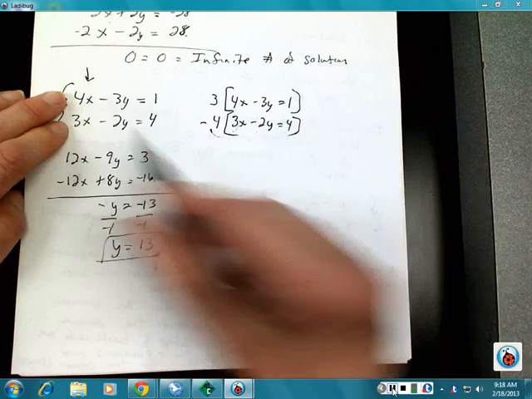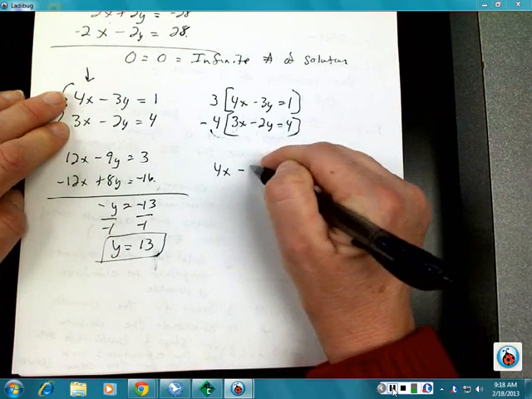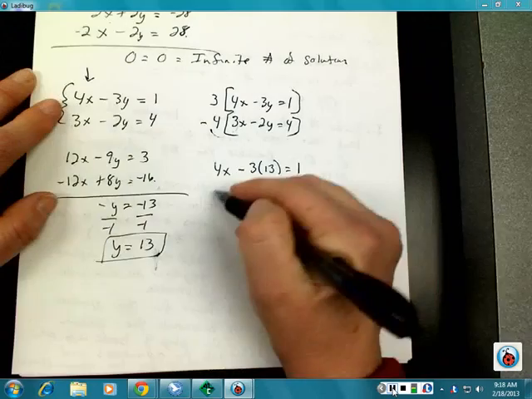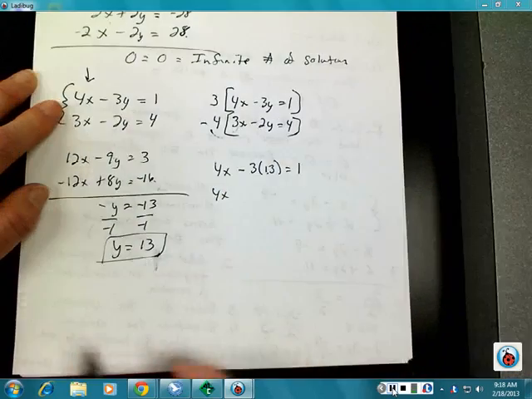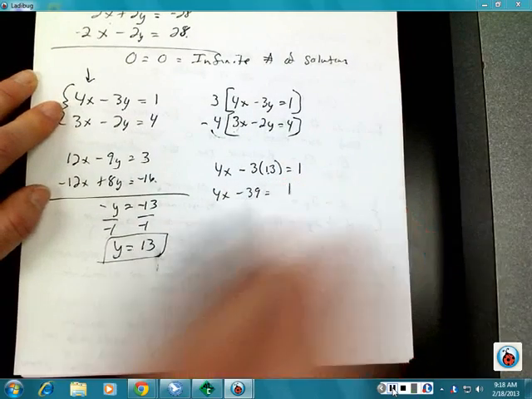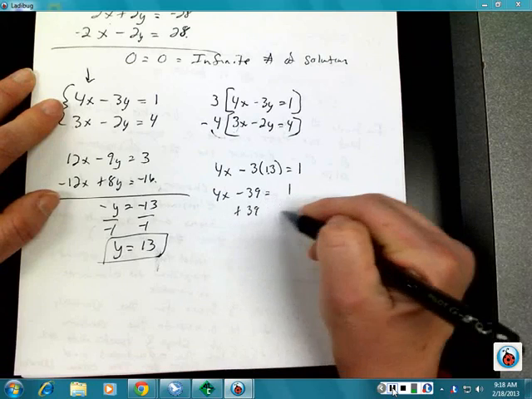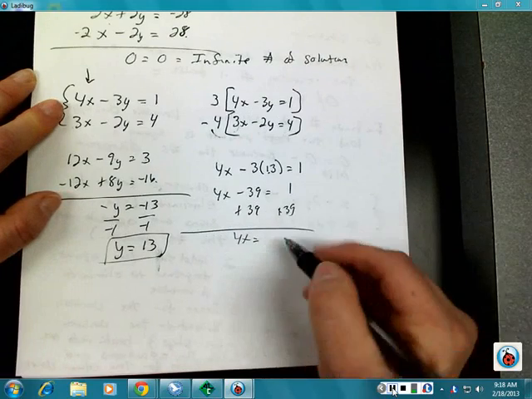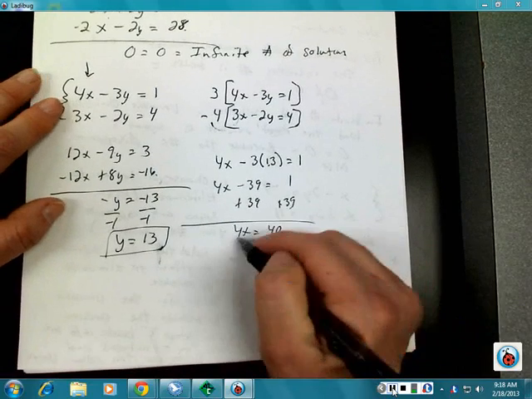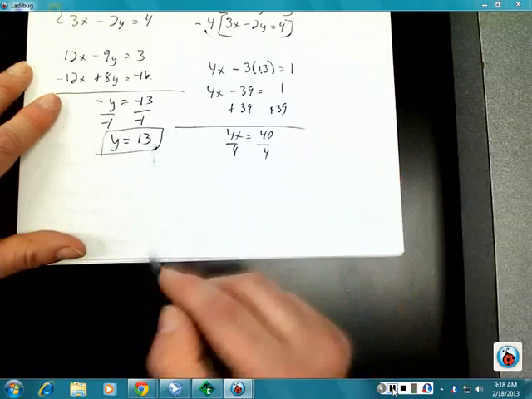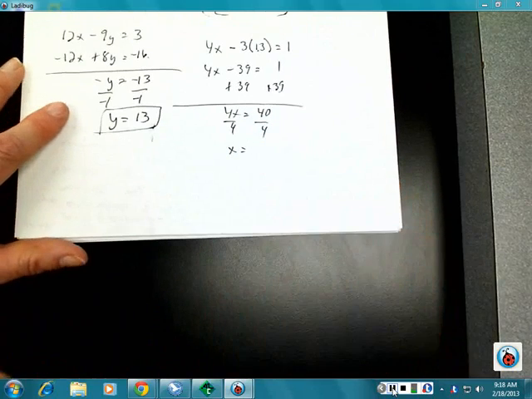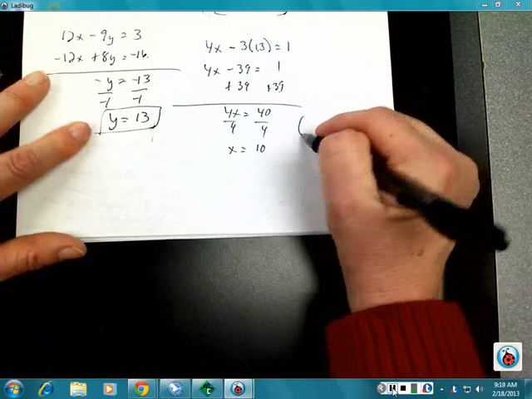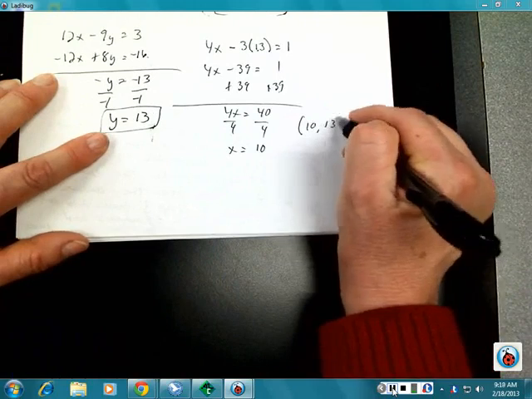So we're just going to take the first one. So 4 times x. And if you chose the third or the second one, that's fine as well. So I get 4x. 3 times 13, negative 39. Add 39 to both sides. So I get 4x is equal to 39 plus 1 is 40. Divide by 4. And I find, in this case, x is equal to 10. Okay? So my answer is 10, 13.